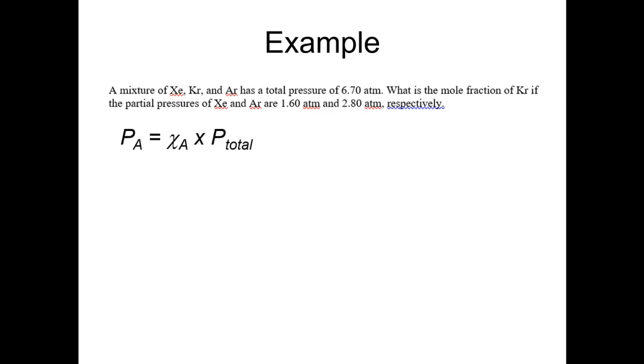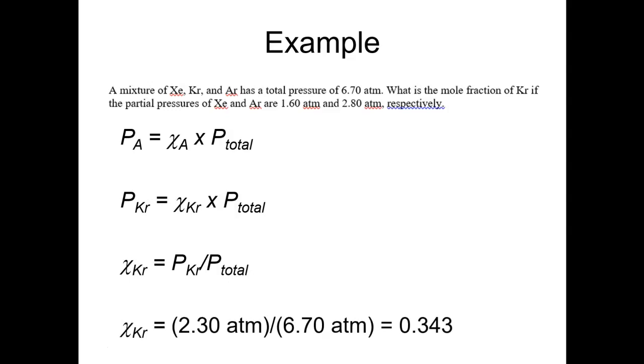Okay, we've said that the partial pressure of any gas is equal to its mole fraction times the total pressure. And so we now want to solve for the mole fraction of krypton. I'm just doing the algebra here to rearrange this. We know that the total pressure is 6.7 atmospheres. We just calculated that the partial pressure due to krypton is 2.3 atmospheres. And therefore, we can figure out that the mole fraction is 0.343 for krypton.